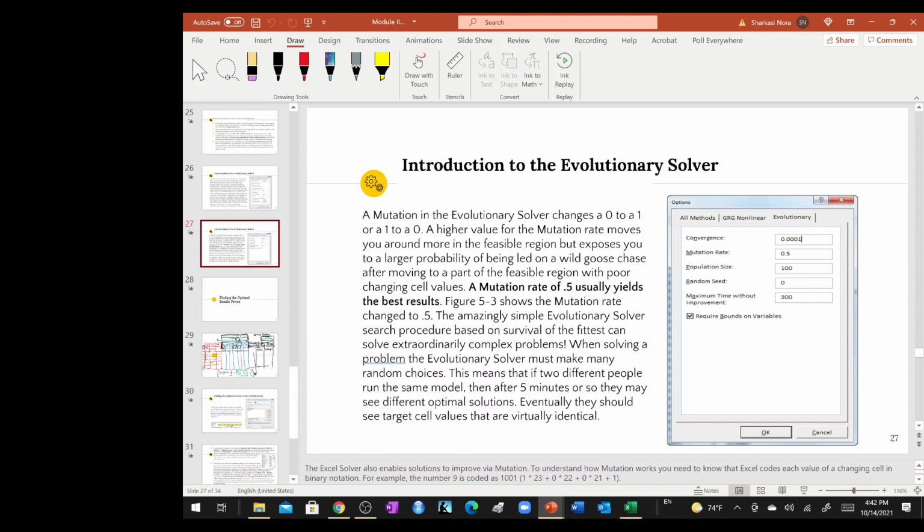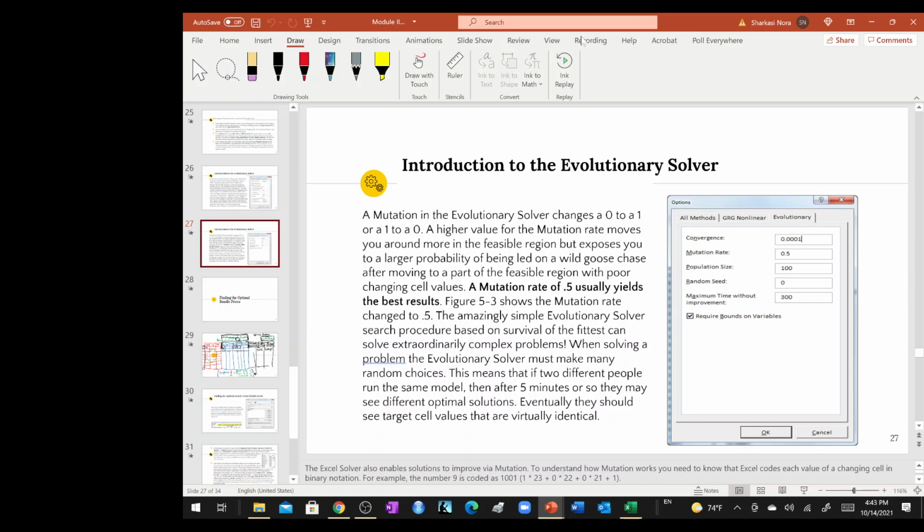So let's put it in the center. After moving to a part of the feasible region with poor changing cell values, a mutation rate of 0.5 usually yields the best results. So always set it up as 0.5 in your solver. With the mutation rate changed to 0.5, the amazingly simple evolutionary solver search procedure based on survival of the fittest can solve extraordinarily complex problems.